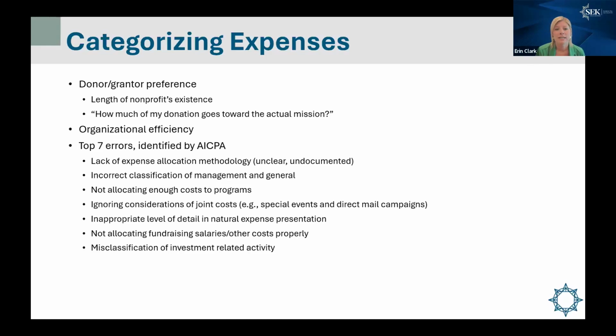So several years ago, the AICPA put out a study that identified the top 7 errors in functional expense allocations. And to quickly go through these before we get into the meat of how we do this right. Lack of expense allocation methodology, that refers to not having a documented procedure or policy manual as to how your expenses get allocated, or maybe you do have it in writing, but it's unclear. Incorrect classification of management in general.